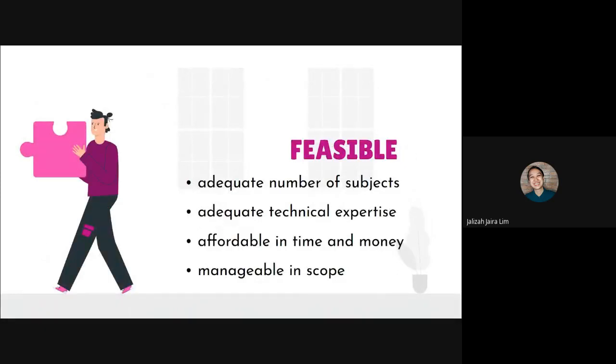So again, you want to make sure that you have the appropriate number of subjects. You want to make sure you have the technical expertise to analyze and construct your paper. You also want to make sure that you can afford it in terms of time and money. And of course, you want to make sure that it's manageable, that you can do it in a certain amount of time. So remember, F in FINER is for feasible.